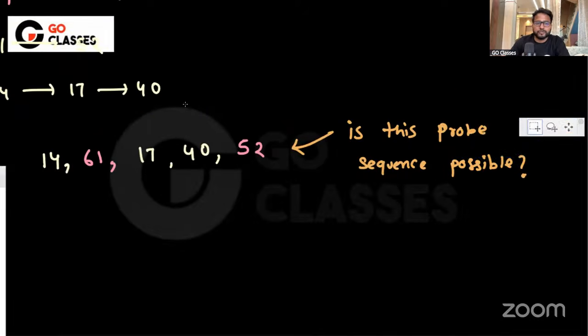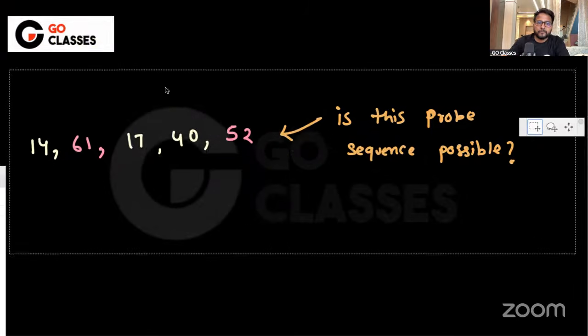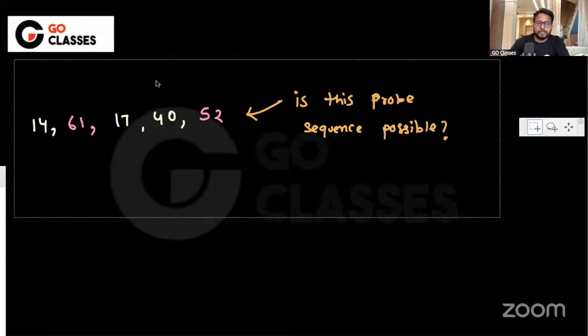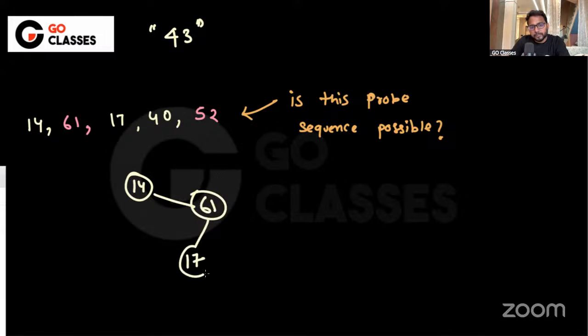So, let's just do one thing. See, is 14 possible? You will be seeing the 14, and then you're searching for 43. Remember, 43 is our number which we are searching. So you will see 14, that's very much possible. Then you will go to the right, then you will see 61, that's very much possible. Then you will go to the left, then you will be seeing 17, it is also very much possible.